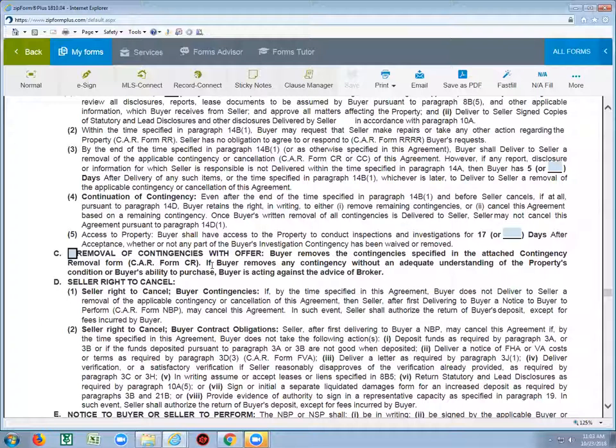I actually talked to some of the listing agents, and I said, what's that form? Notice buyer to perform. You got to serve me notice buyer to perform before I can remove. You cannot just give me the CR form and just tell me to remove the contingency. Well, sometimes you just have to educate a listing agent too.